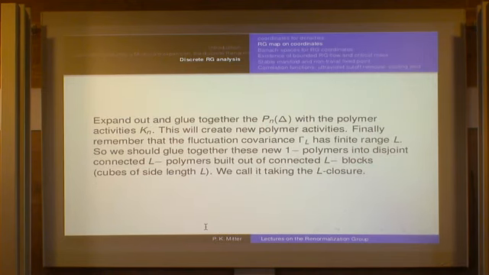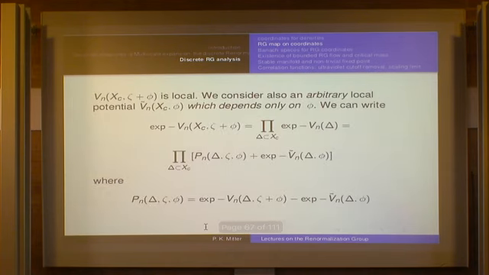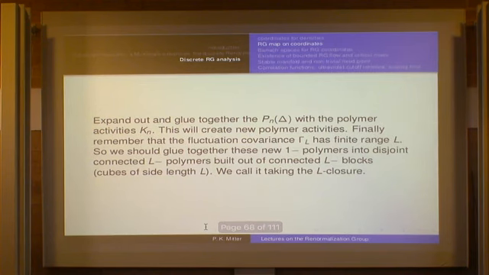Now we expand out and glue together the Pn deltas, okay? This will create new polymer activities. And we will remember that the fluctuation covariance gamma sub L has finite range L.